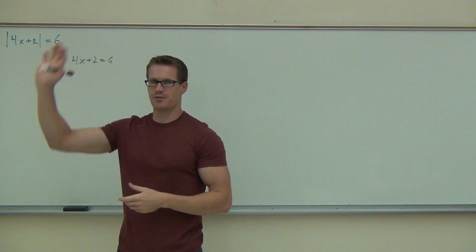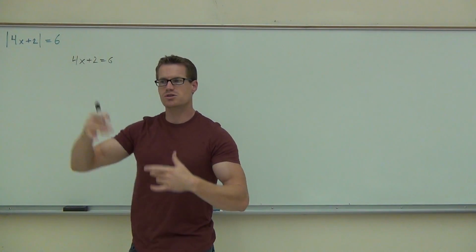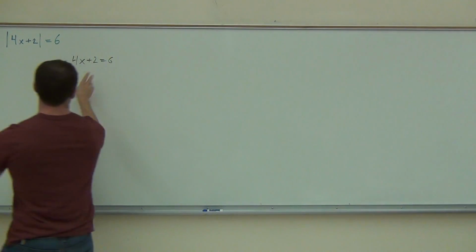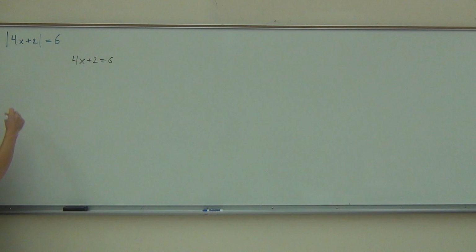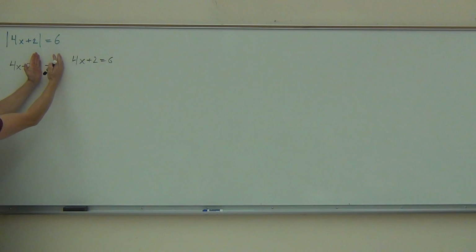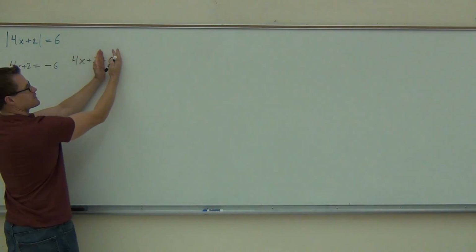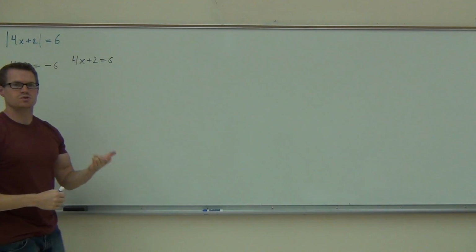That's what we learned yesterday, and we felt okay with that last time. Good, so that gives us our two equations. We set one of them equal to the number itself. We set one of them equal to the negative of that number. Because if the inside part is equal to negative 6, the absolute value of negative 6 gives us 6. The absolute value of 6 gives us 6. That's two solutions for us.